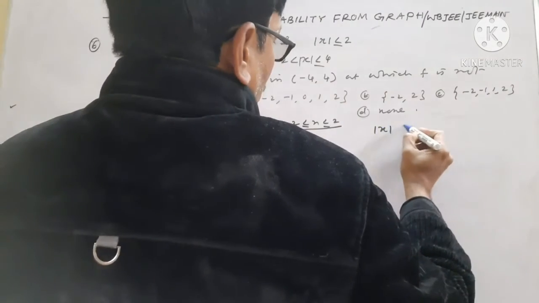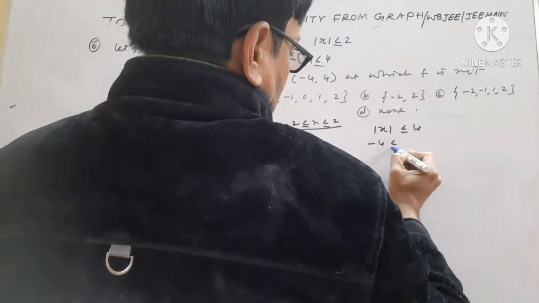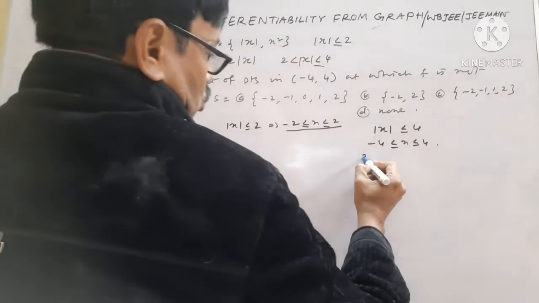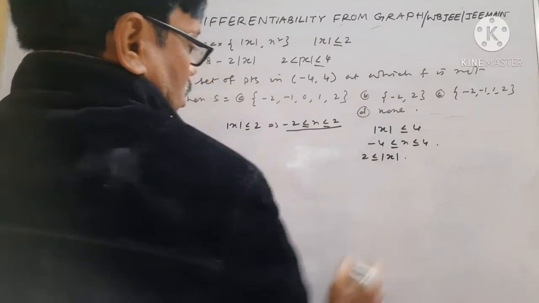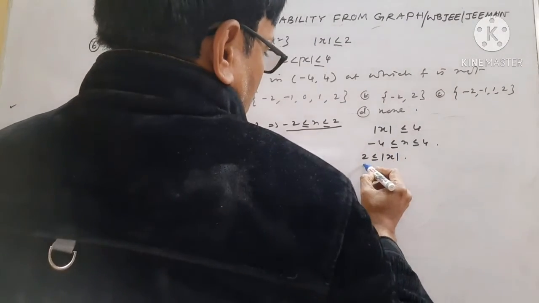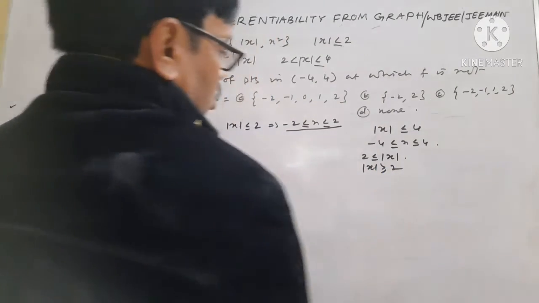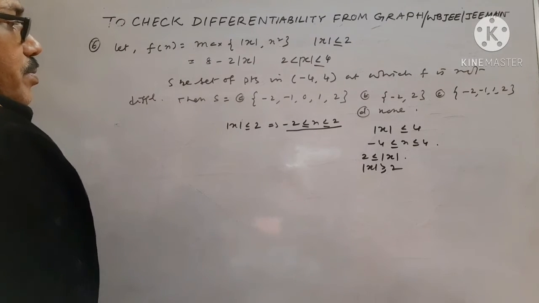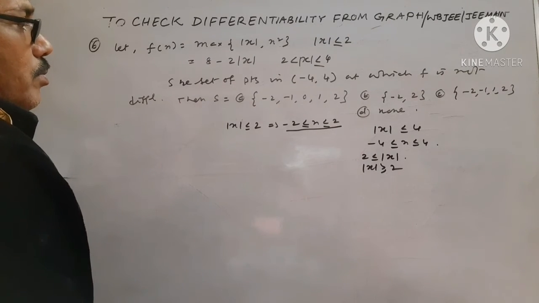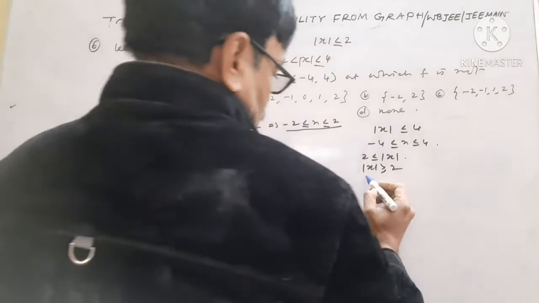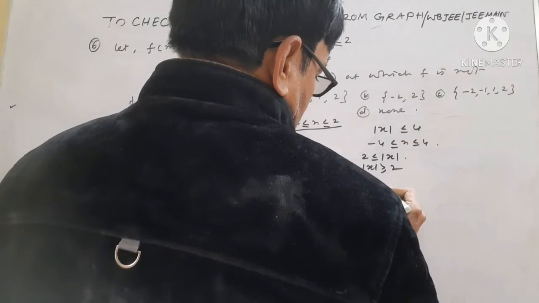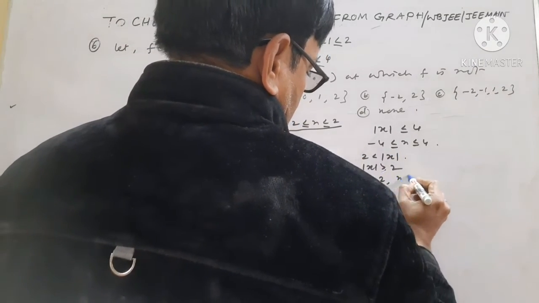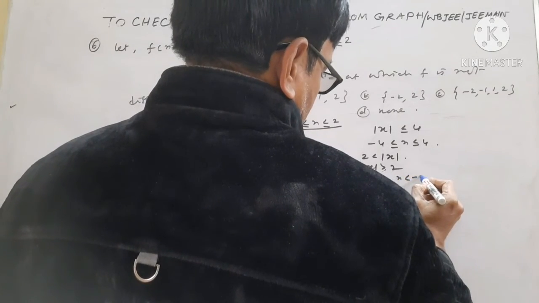Now see the restriction: |x| less than or equal to 4, that is, minus 4 less than or equal to x less than or equal to 4. This is 2 less than or equal to |x|, that is, |x| greater than or equal to 2. So x is greater than 2 and x is less than minus 2.